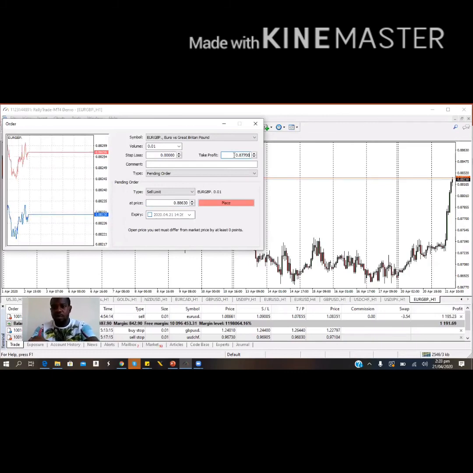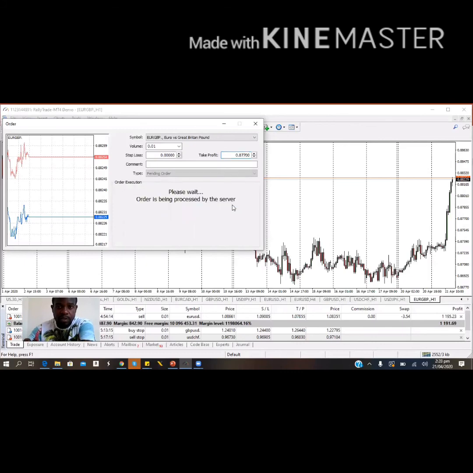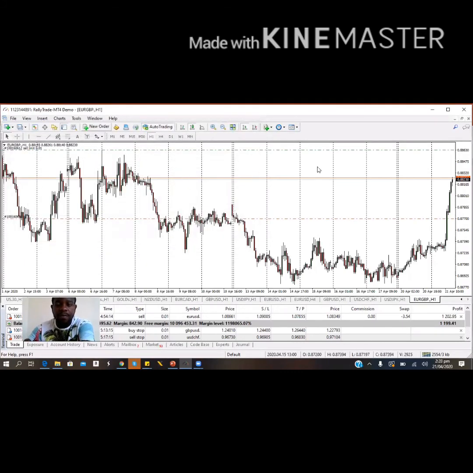0.87700 as our take profit. So let's place the trade. Then we'll zoom out and come to choose a stop loss. So our order has been opened. I have my sell limit here and my take profit at this point. In other words, I'm expecting price to go all the way up, hit this price level, and then come down. That is my projection.